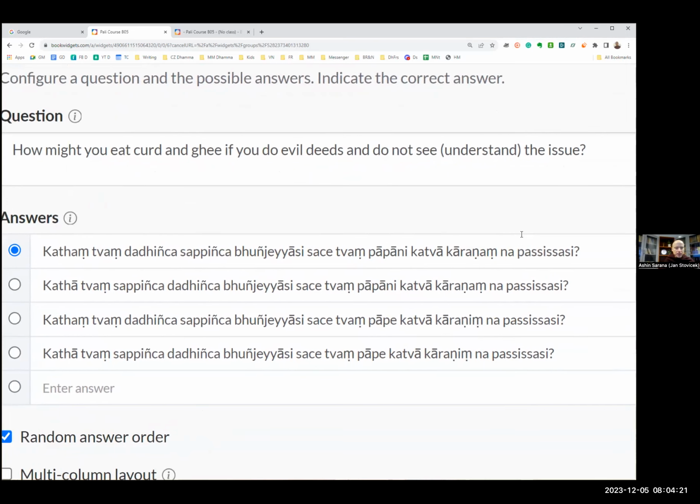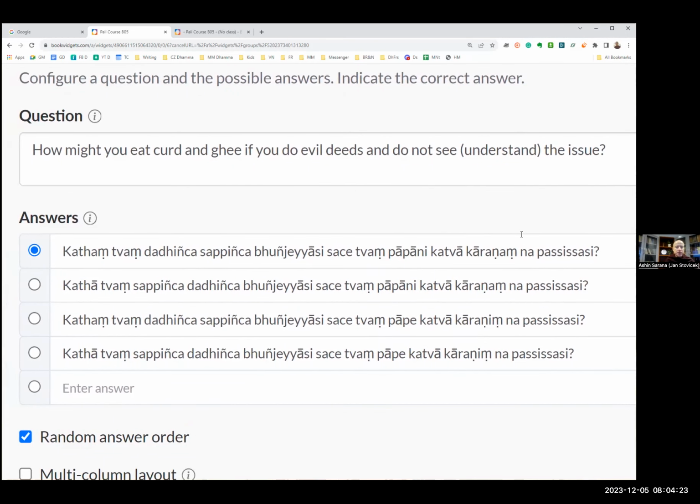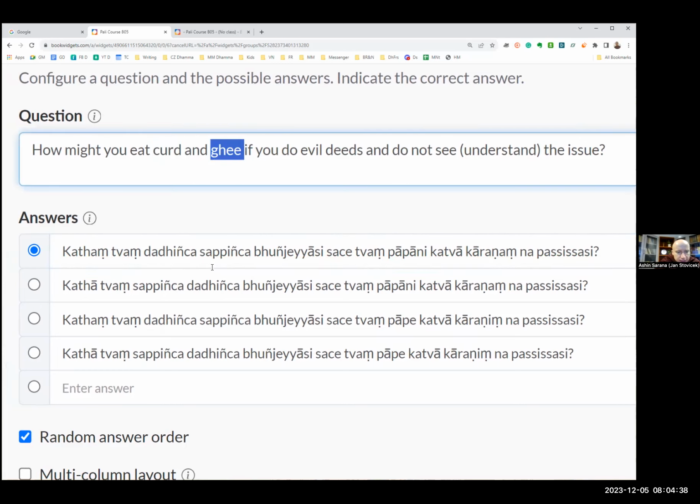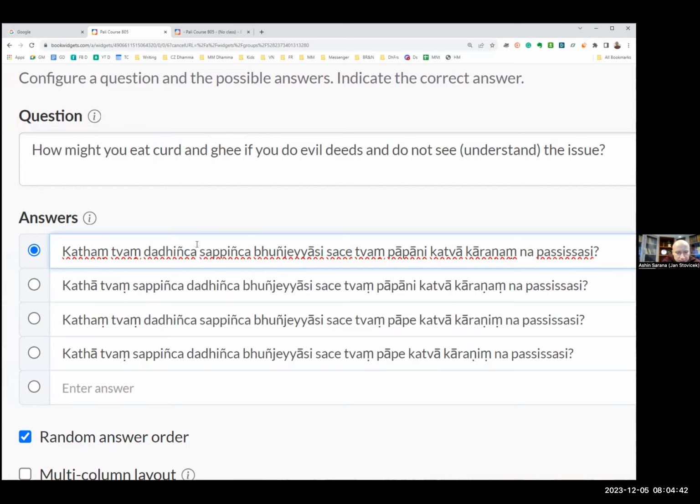How might you eat curd and ghee if you do evil deeds and do not see or understand the issue? Kathang twang dadhincha sappincha. So what is curd? Curd is dadhi. Ghee is sappi. So kathang twang dadhincha sappincha bhunjayas.